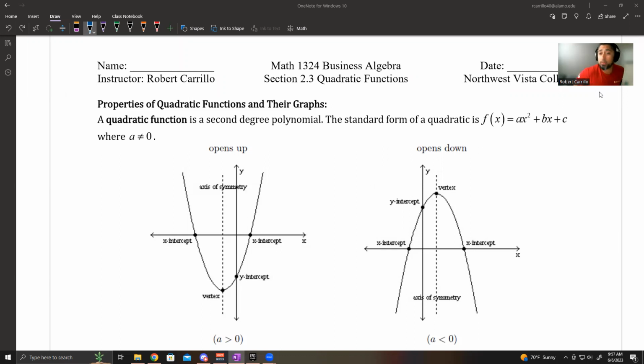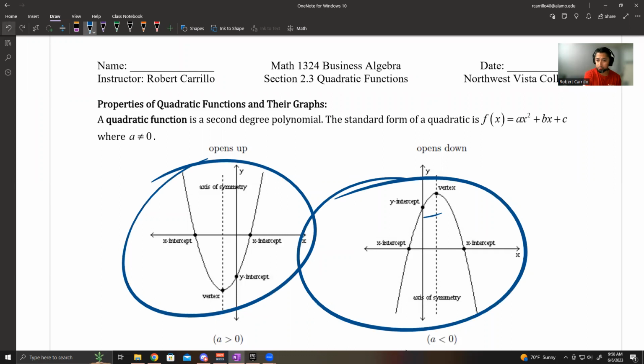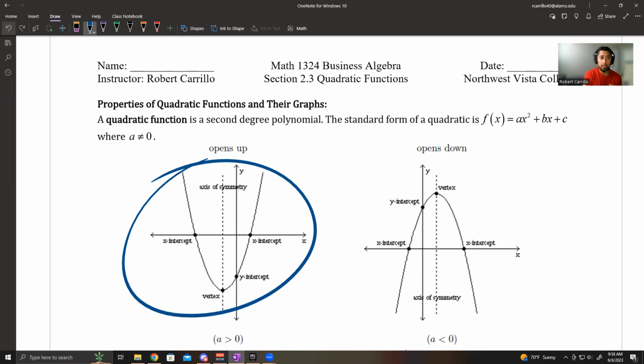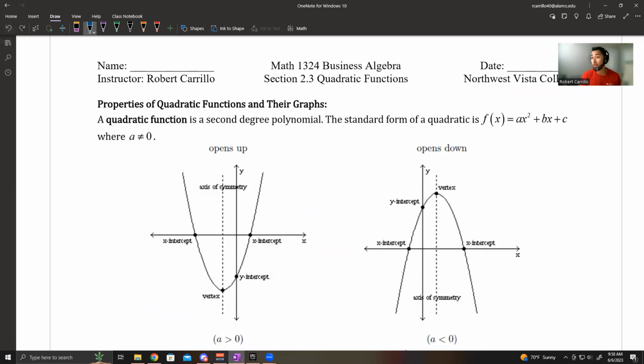This is going to be section 2.3, quadratic functions. So we will be graphing quadratic functions. The graph of a quadratic function is called a parabola. That's what these lovely U-shaped or V-shaped graphs are. And we will also be exploring the vertex form of a quadratic function as well.